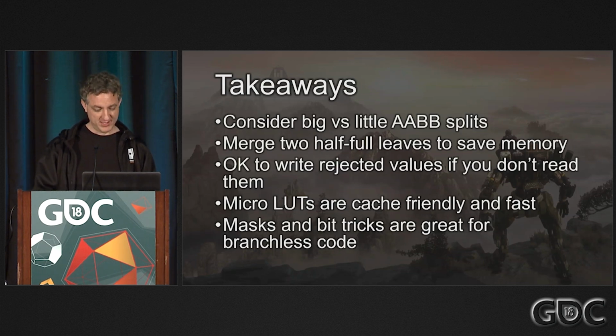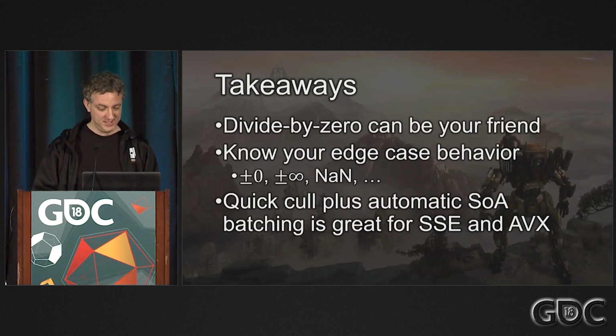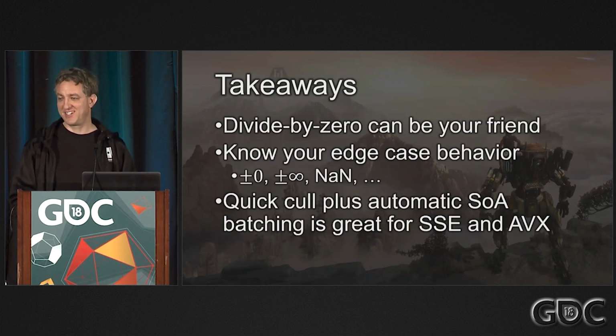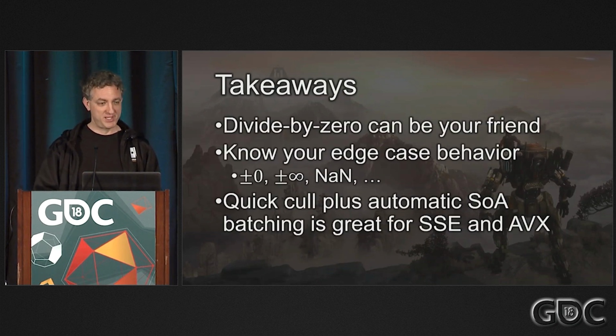Masks and bit tricks are great for branchless code, which is good for performance. Divide by zero can be your friend. It's not always bad. Know your edge case behavior and try to make your typical case work for edge cases. And quick call plus automatic SOA batching is great for SSE and AVX. And like I said at the beginning, it made our collision code twice as fast, even though it was doing more work.